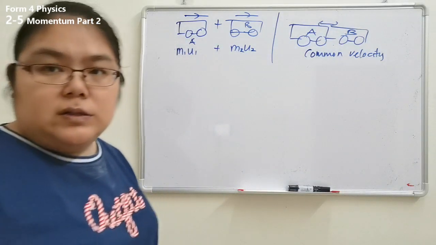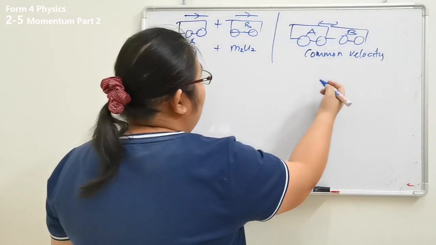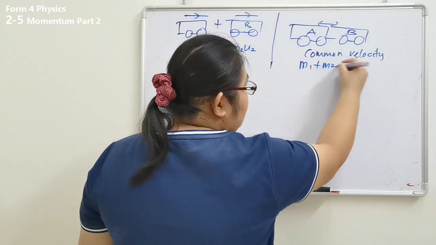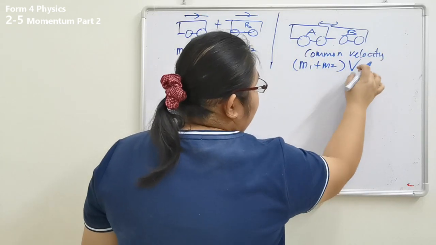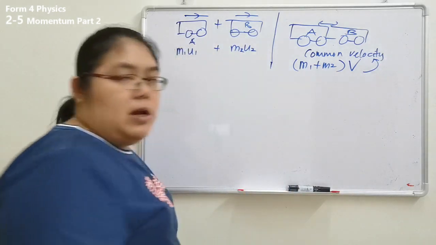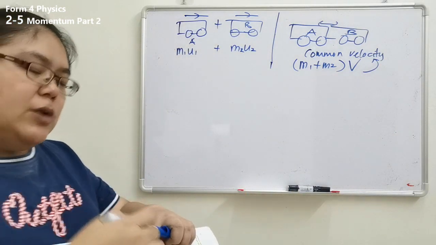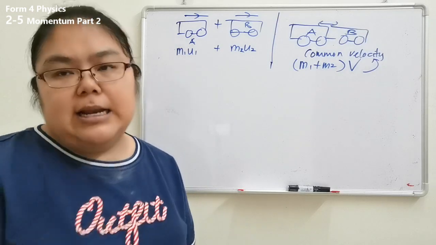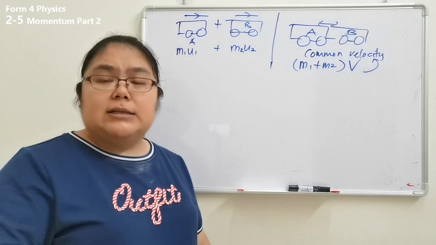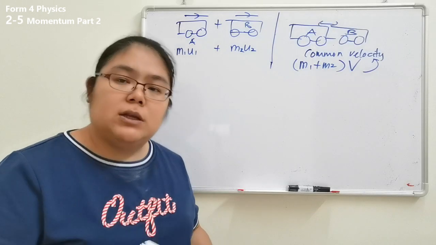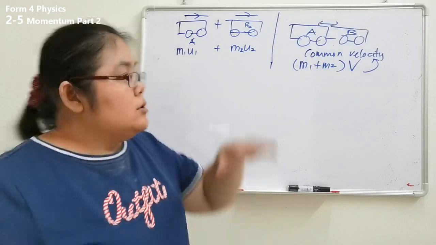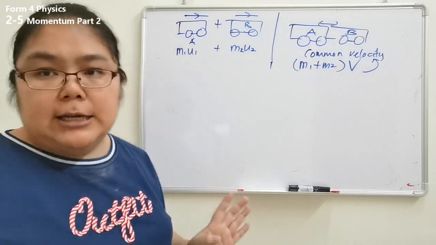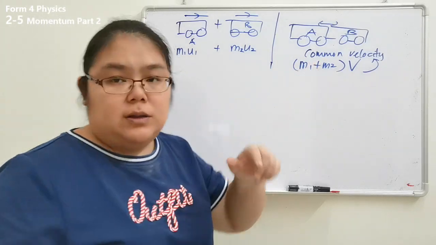Okay, common velocity. From here we can combine the formula M1 plus M2 times V, where V is the common velocity. When the question just says what is the common velocity, understood, this one is an inelastic collision. Because inelastic just has one collision, one velocity only. Elastic has two. So this is one of the questions where they can ask you to find out elastic or inelastic. You see the question, common velocity.